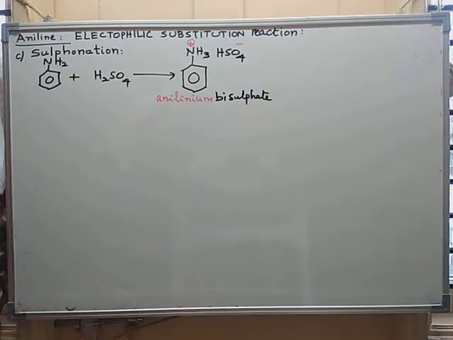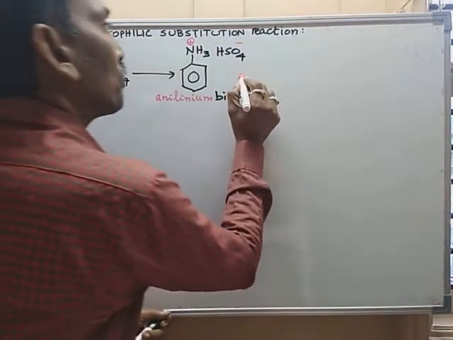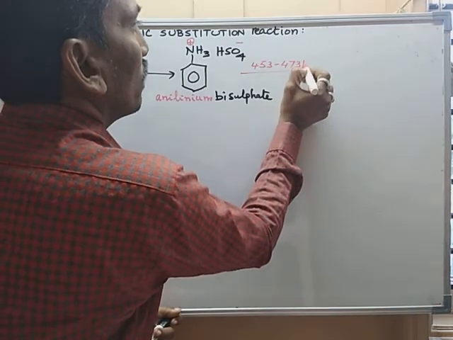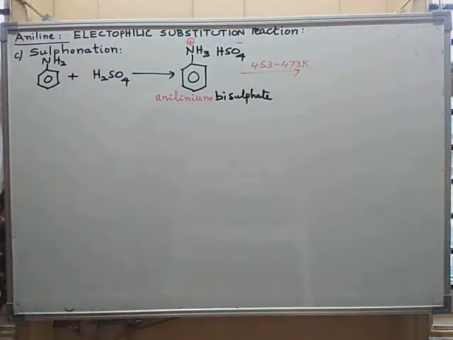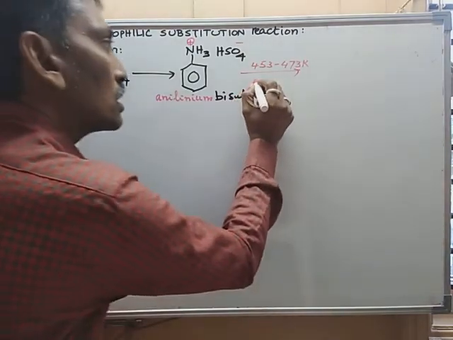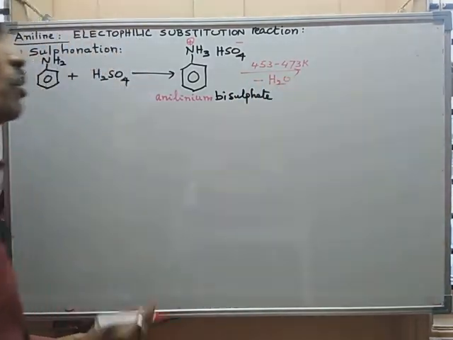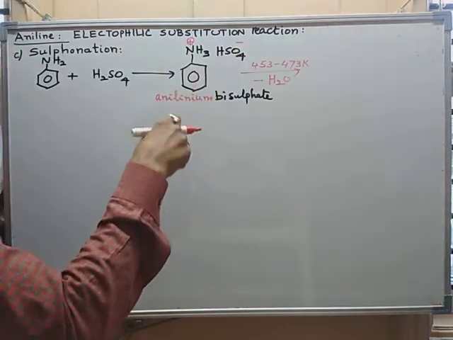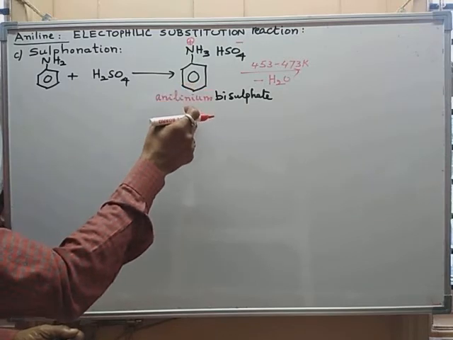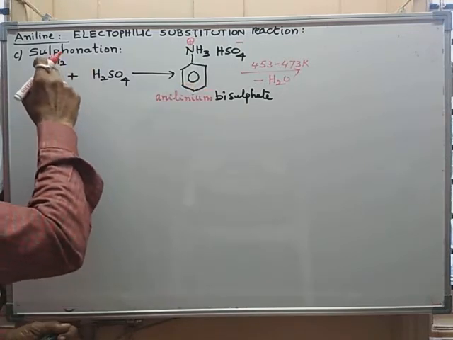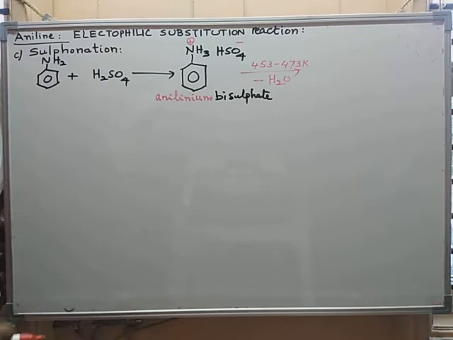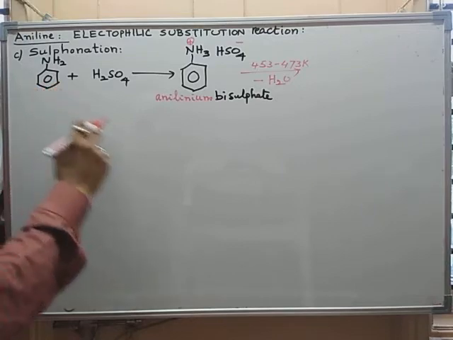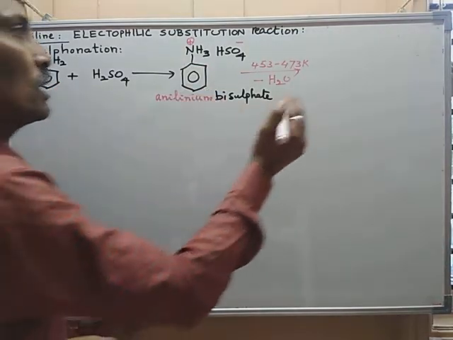At this stage, we are heating the mixture to 453 to 473 Kelvin. If you are heating the mixture, a water molecule is lost. Here H and here OH are removed, and HSO4 becomes SO3, which attacks particularly at the ortho and para positions. Why? Because NH2 is an electron donating, ortho para directing group, activating the benzene ring.